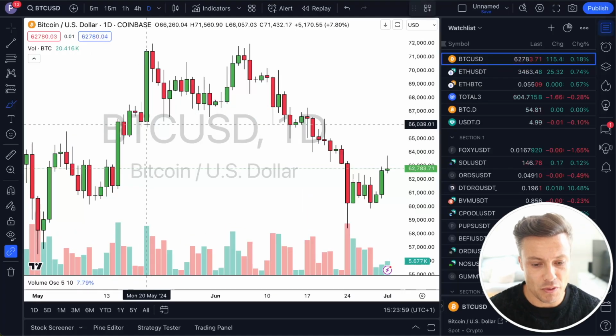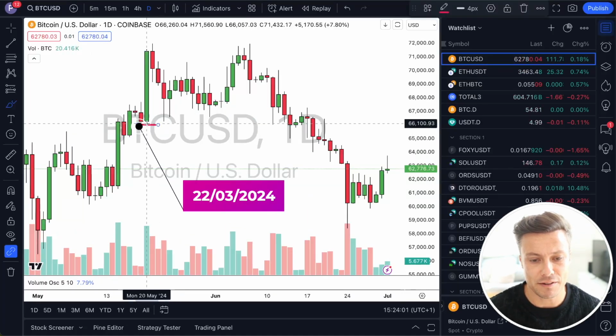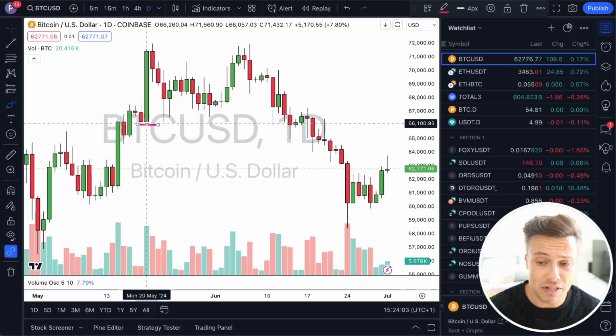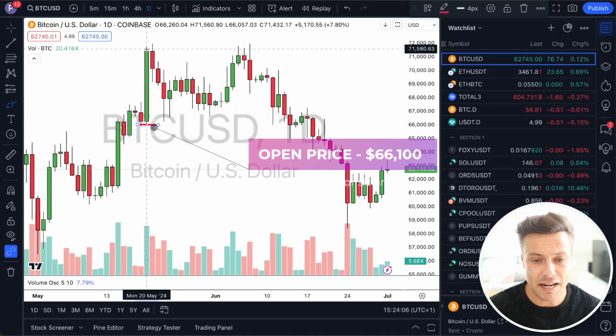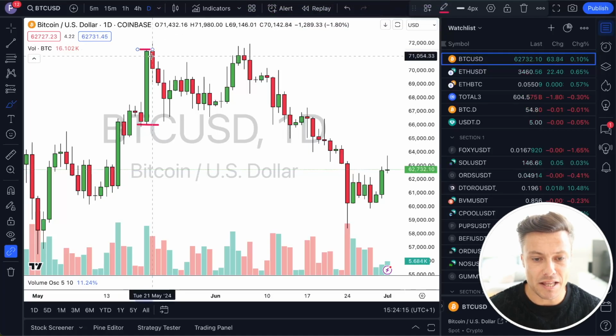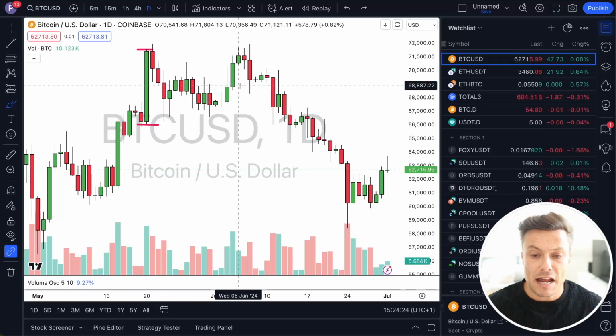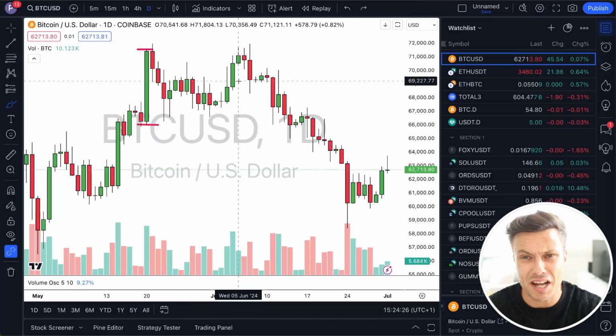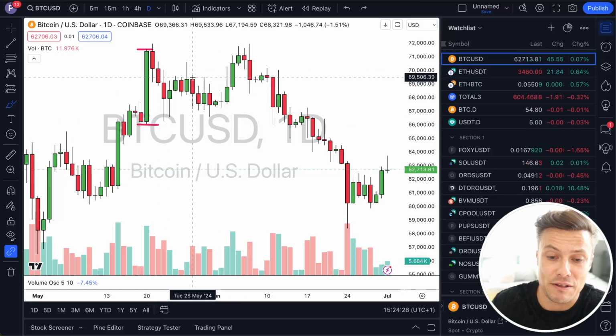So for example, on this day, which was the 20th of March, 2024, the price of Bitcoin opened at $66,100 and it went all the way up to $71,500. The following day, the price then moved all the way down here, and 2 days later, you can see it all returns. Now, you'll notice that different candlesticks are different shapes and sizes with different things going on.